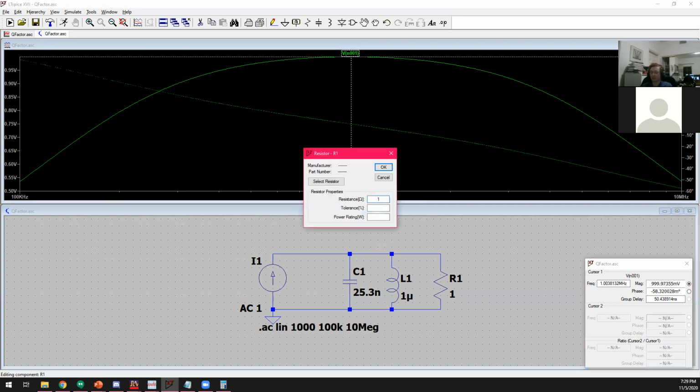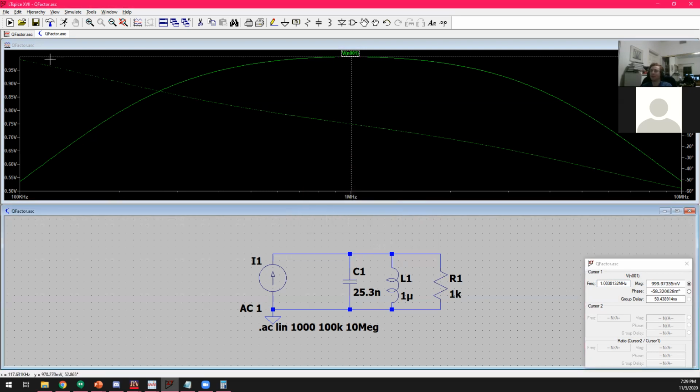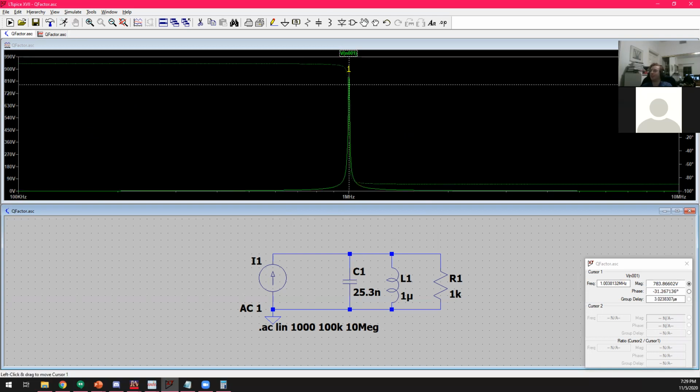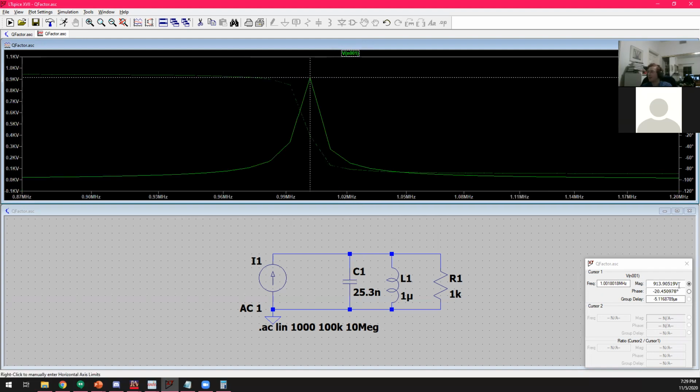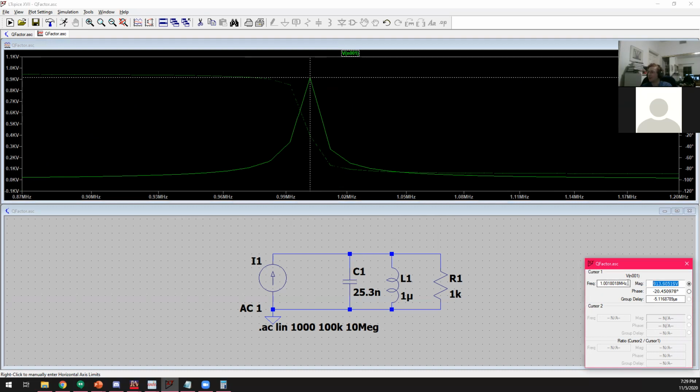So let's say I change this to 1 kilo ohm. Can somebody say what the voltage will be? One kilovolt. Yeah. This is definitely not a realistic scenario, but just go with it. All right, so it's kind of hard to tell, but when I get this cursor in the right spot, let me zoom in a bit, we're getting something close to 1 kilovolt. We're not exactly on 1 megahertz, so it's not going to be exact.